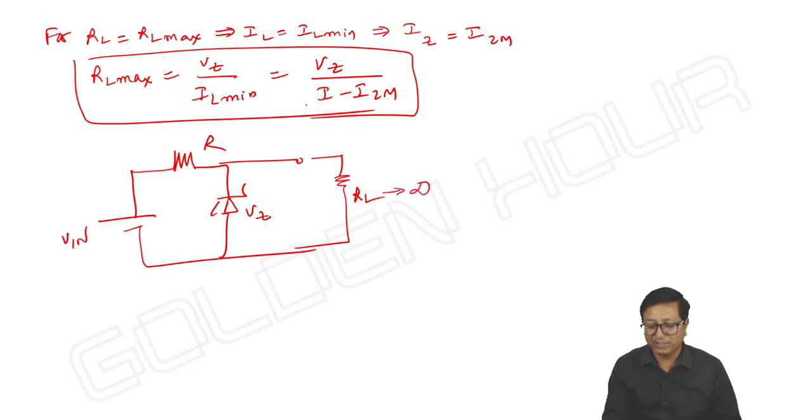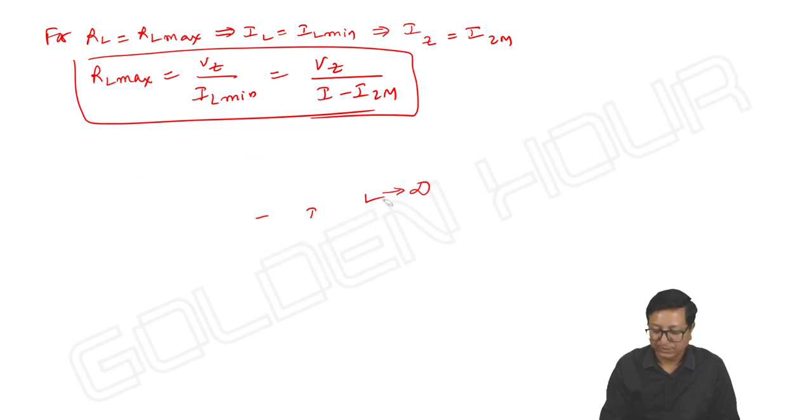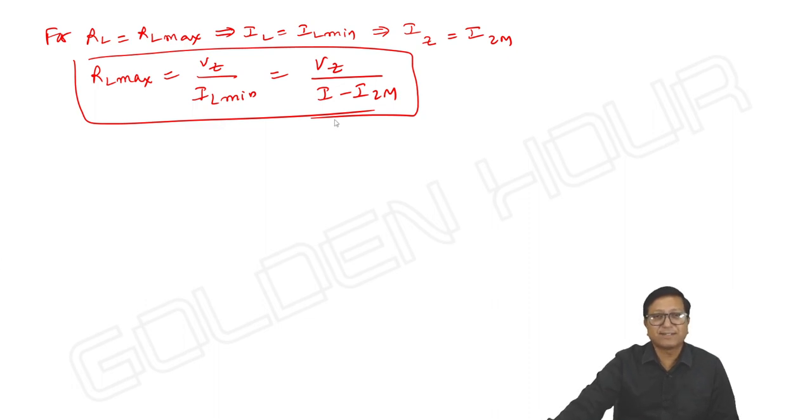If RL is equal to infinity, means 1 by RL is 0, I is equal to IZM. RL is infinity means IL will be 0. In that case, I is equal to IZM. It is possible. RL maximum can take up to infinity. If RL maximum is infinity, then IL minimum will be 0 and I is equal to IZM. IZM never exceeds I.